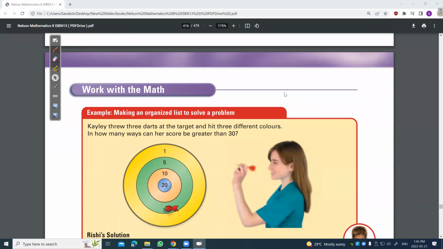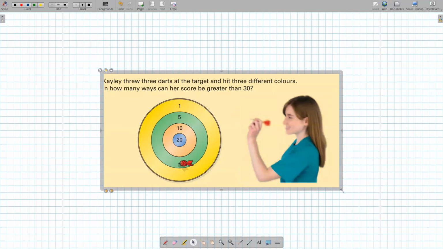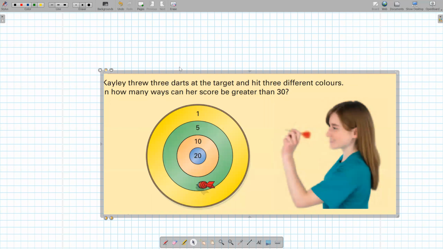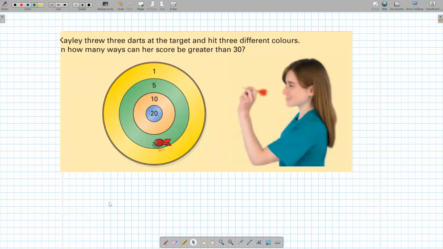Let's see what else they got for us. Kaylee threw 3 darts in the target and hit 3 different colors. In how many ways can her score be greater than 30? Pretty difficult question.